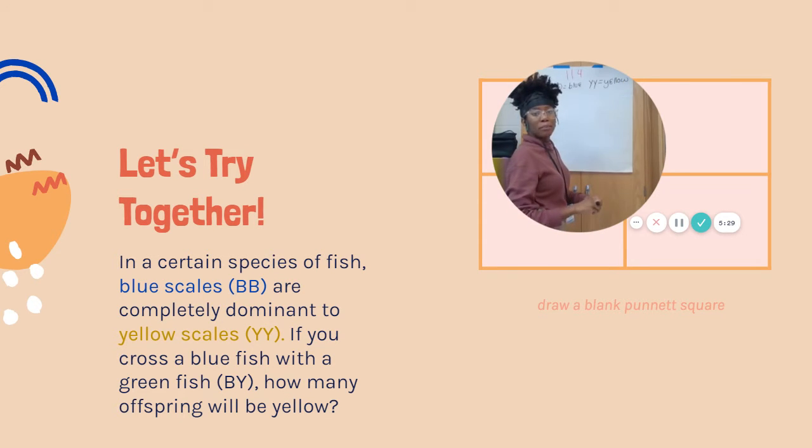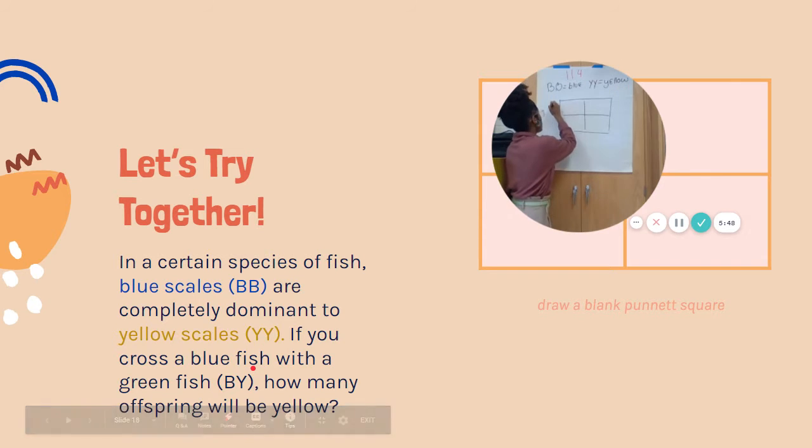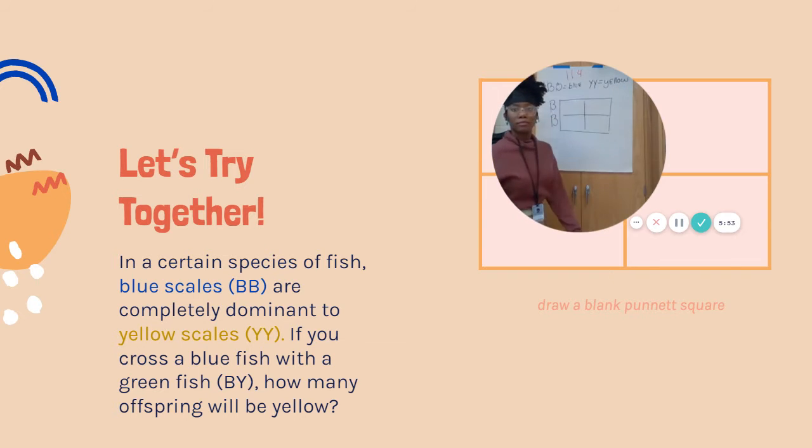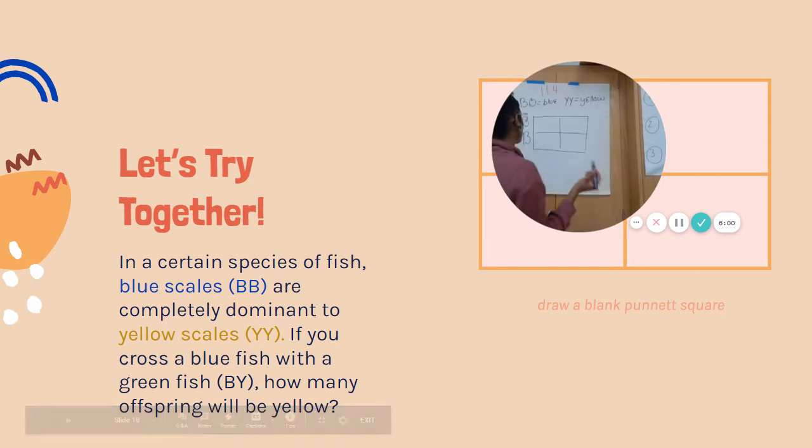Cool. If you cross a blue fish with a green fish, how many offspring will be yellow? So let's go ahead and draw a Punnett square. It tells us that we are crossing a blue fish. Blue fish, as we know, are big B and big B, with a green fish. So we have green fish, B and Y.